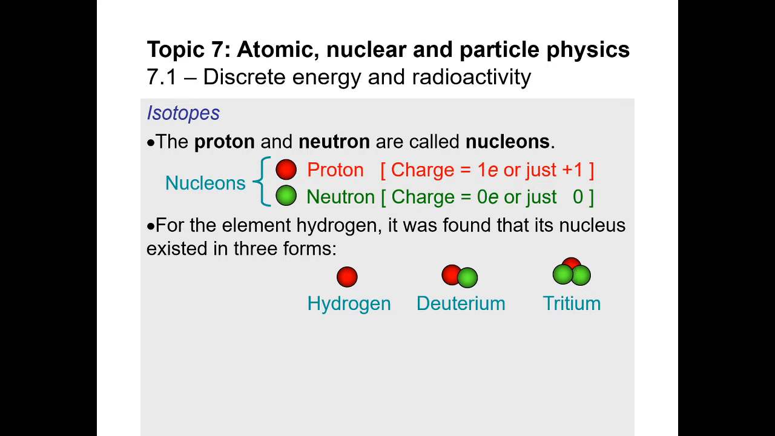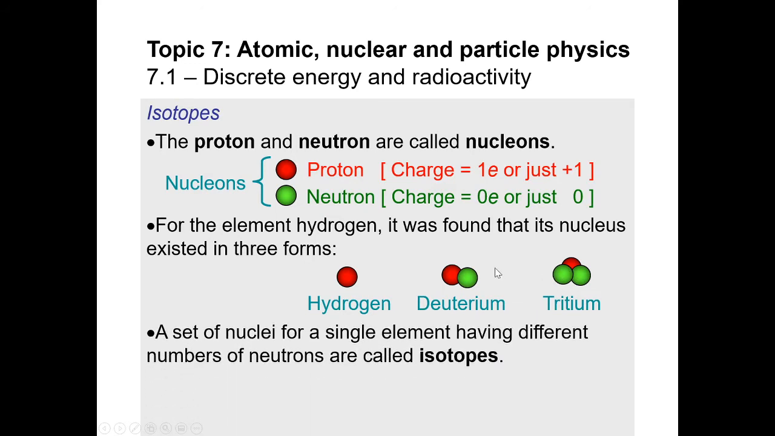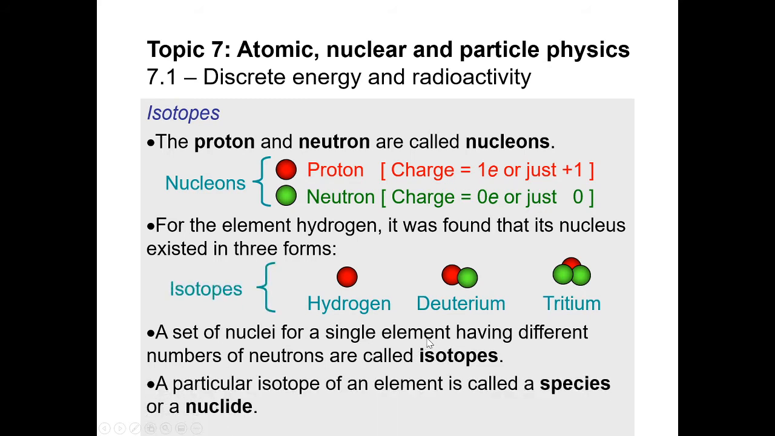The number of protons specifically identifies the element. If I were to have two protons in the nucleus, this would automatically become helium. It would no longer be a type of hydrogen. Now, the fact that you have the same number of protons in each case, but a different number of neutrons, we call these isotopes. So these are all isotopes of hydrogen. If you look at a particular one, like deuterium or tritium, these are called species, or nuclides.